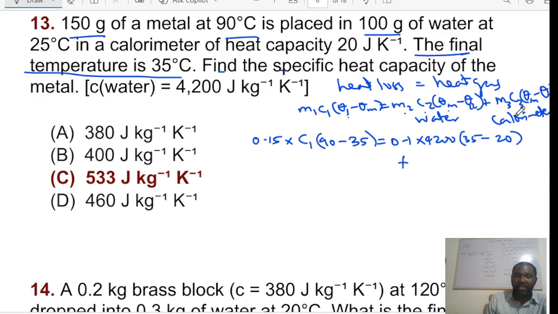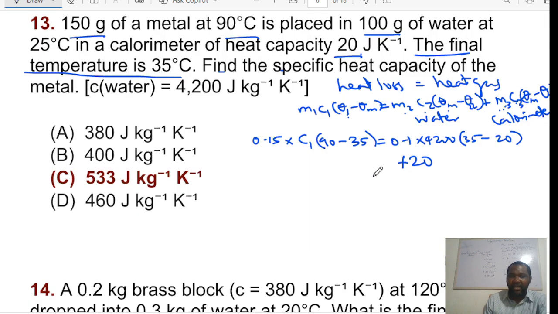Then plus the calorimeter. We are not given the mass of the calorimeter. We are not given the specific heat capacity of the calorimeter, but we are given the heat capacity. And I have mentioned in the previous video that heat capacity is equal to mass times the specific heat capacity. Don't miss that. So mass times specific heat capacity is the heat capacity, which is 20. So I'm going to replace MC with this 20. MC means heat capacity.